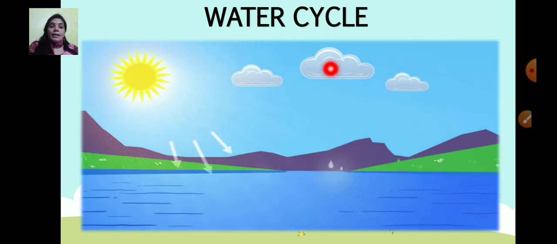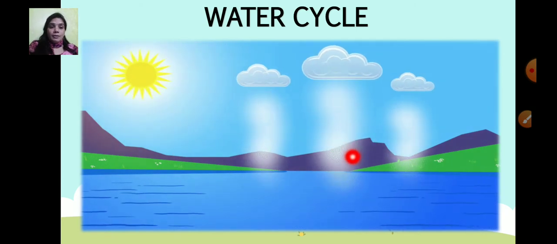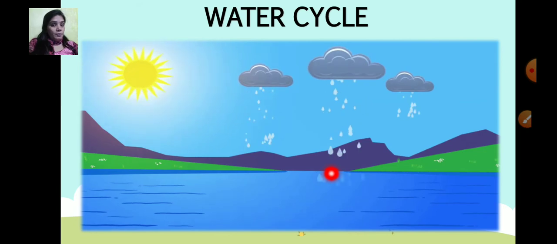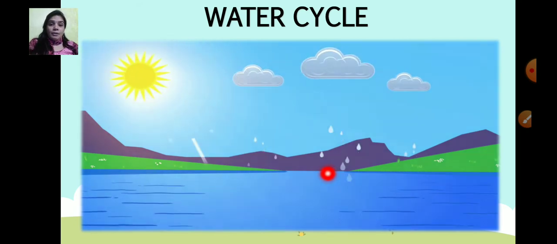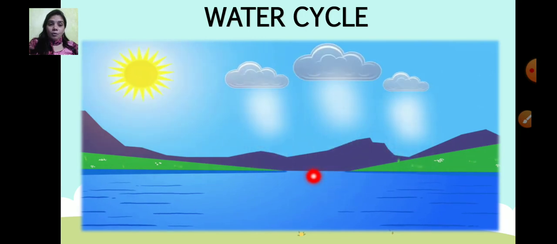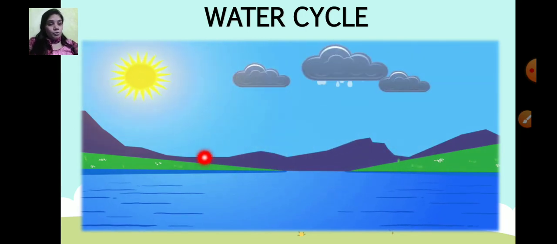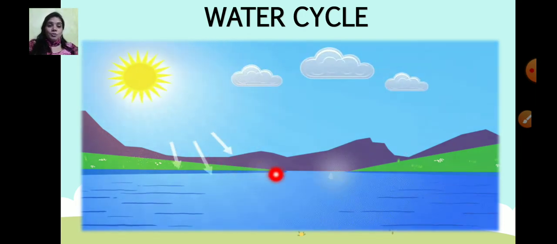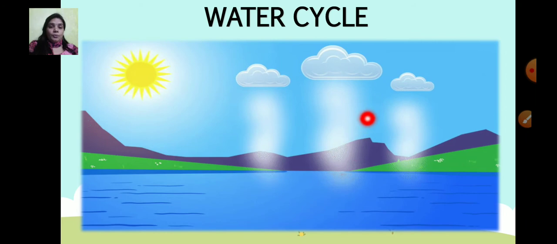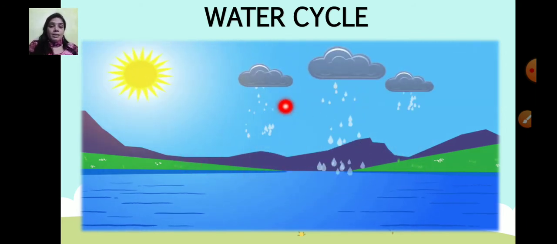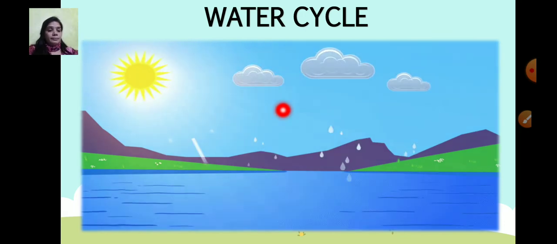And again from the clouds we get the rain, and the rainwater joins the river, lakes, seas, and it comes back down on the earth again. So again the sun rays heat it up, so it keeps on moving like a cycle, the same thing. So it is called the water cycle.